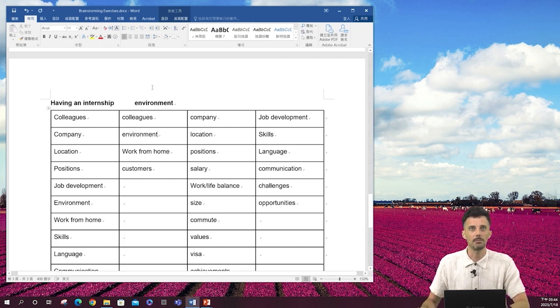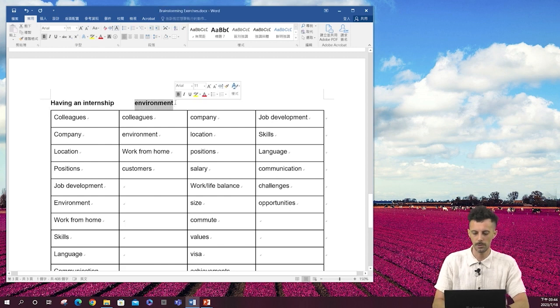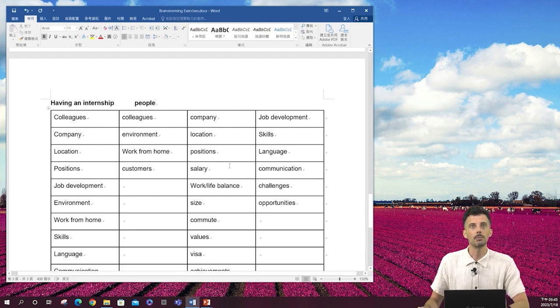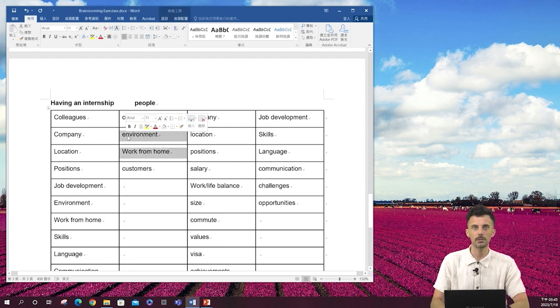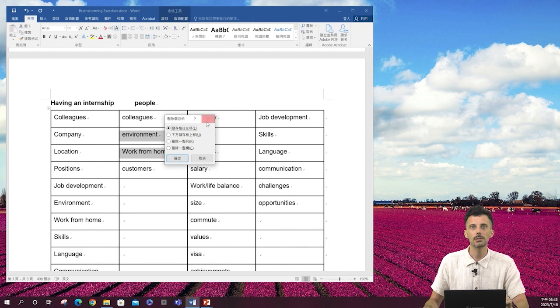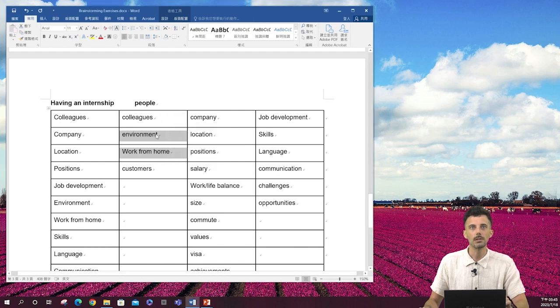Instead of that, you can say people. So maybe think of one more type of person that you would work with. Colleagues, customers, and this is different than the Google Drive I usually use. Colleagues, customers, and what is another type of person you'd work with at an internship?